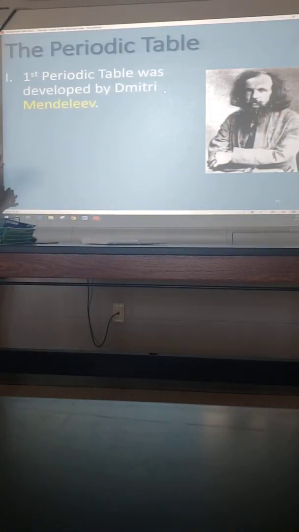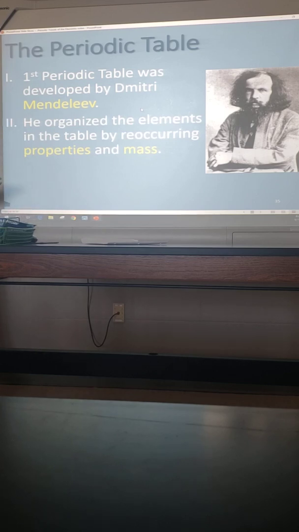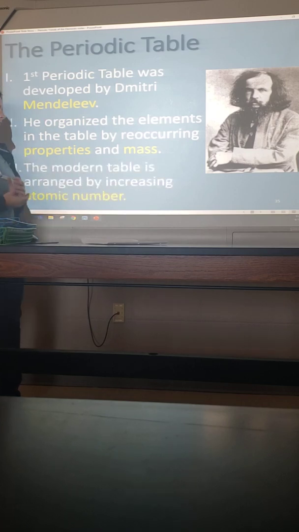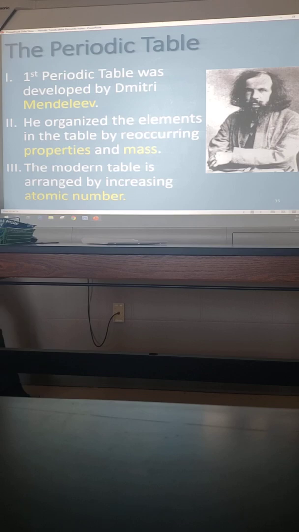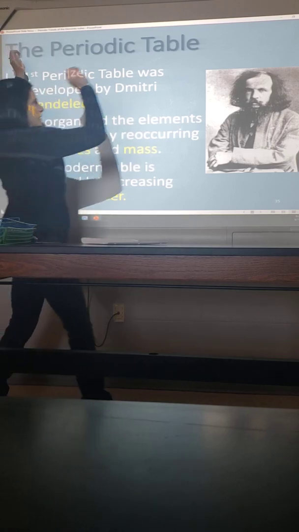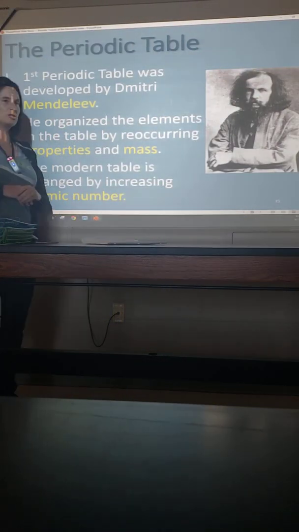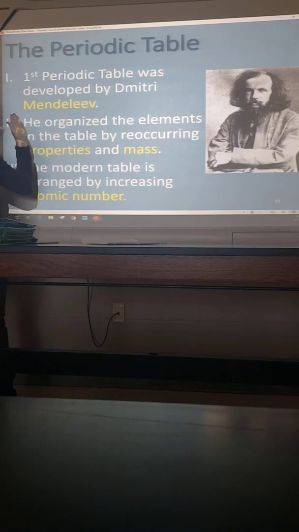And so Dmitri Mendeleev, he was, I believe, Russian, if I'm thinking right. He was the first one to develop a periodic table, and he organized the elements according to property and mass. Pretty logical, like he had a system in mind. And the modern table, though, is arranged according to increasing atomic number. So you go 1, and then all the way across to 2, and then 3, 4, and then 5, 6, 7. So it's going up by protons as you read it left to right.